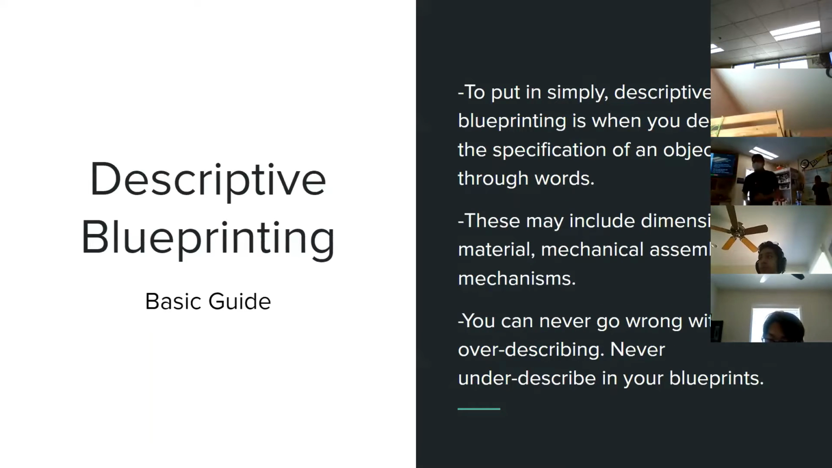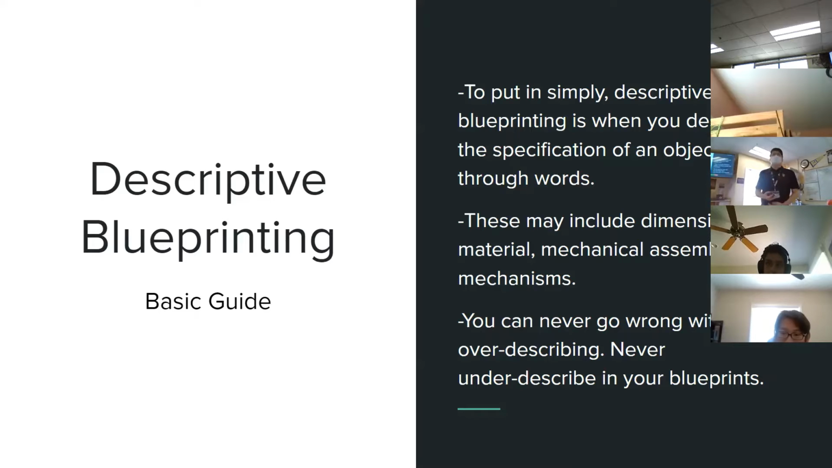So let me just go over quickly what we're going to do this week. It's going to be called descriptive blueprinting. To put it simply, descriptive blueprinting is when you describe the specifications of an object through words. These may include dimensions, material, mechanical assembly, and mechanisms. Now I know some of those are complex words, but what it's basically saying is if you had to describe to a blind person how this object looks and what it's supposed to do, and you write it down for them, that's basically descriptive blueprinting.